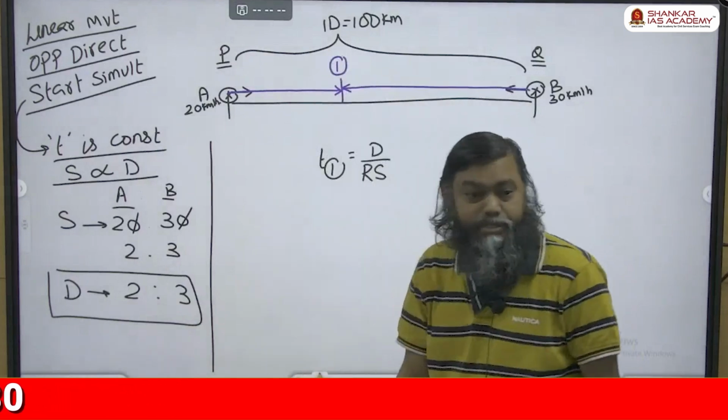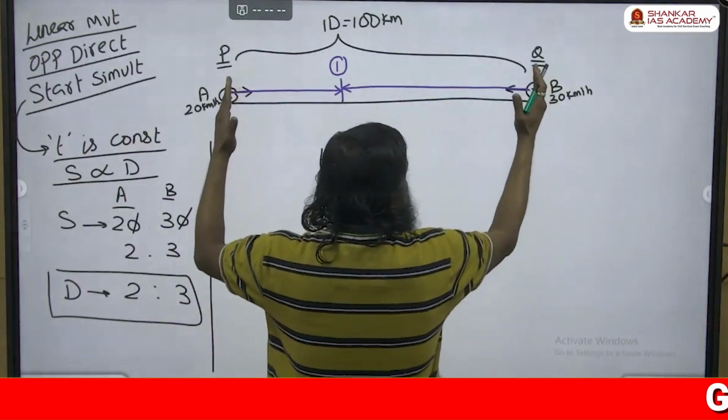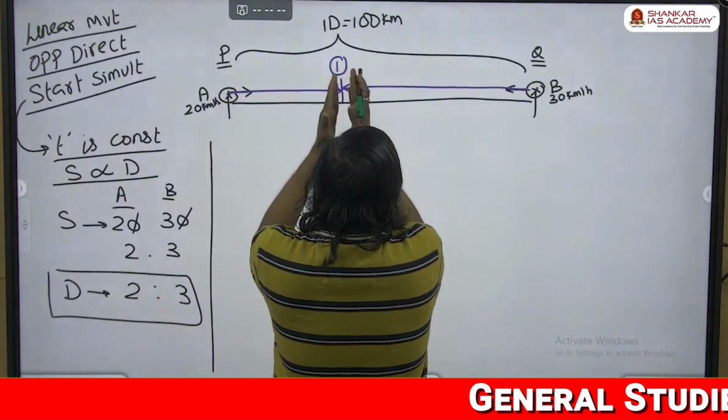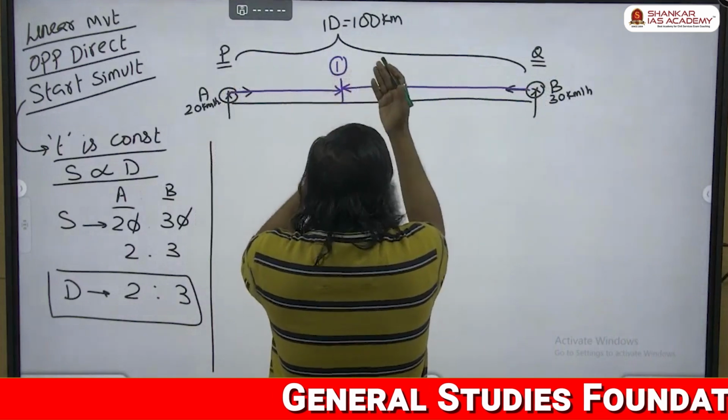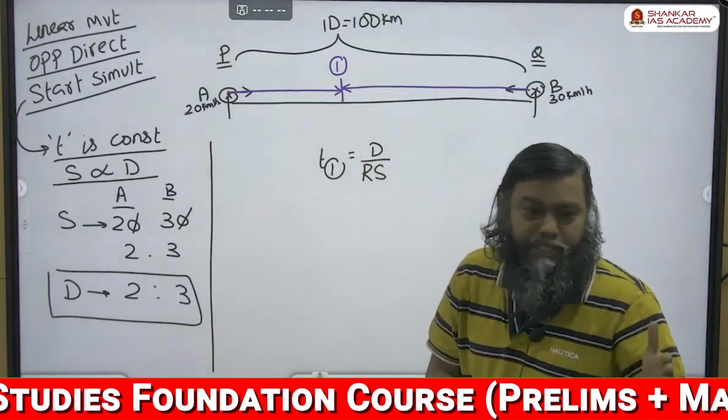Do you understand this? So now at the time of starting, what is the gap between A and B? At the time of meeting, what is the gap between A and B? So what activity have they done? They reduced the gap by how much? 100 kilometers. That is the distance.